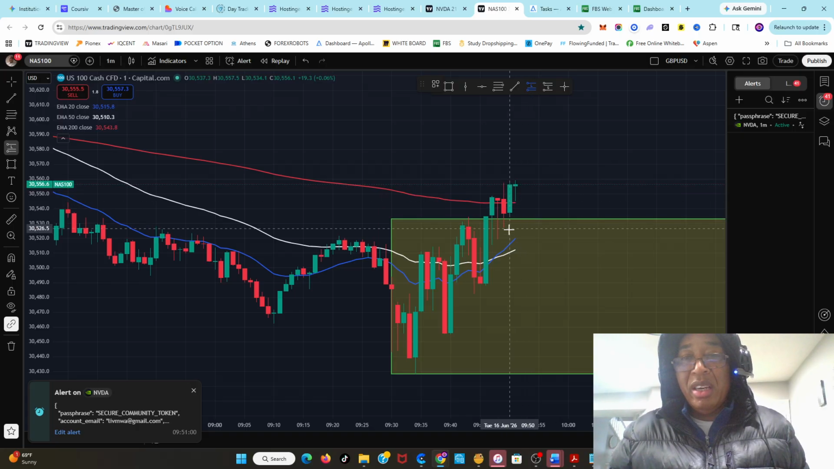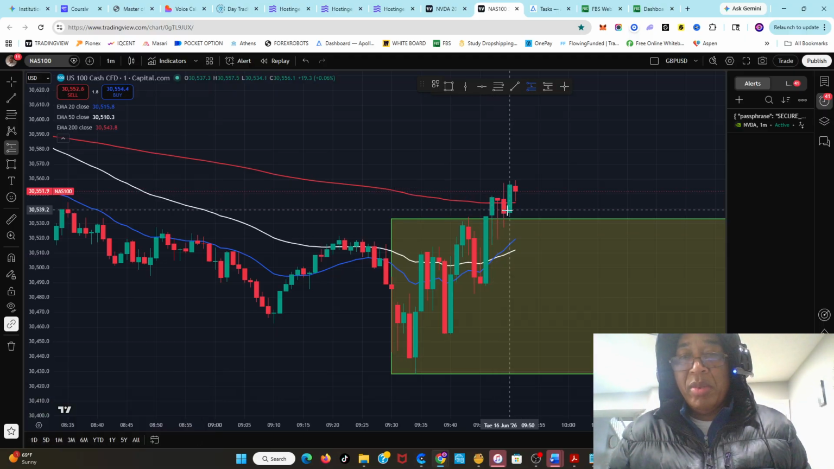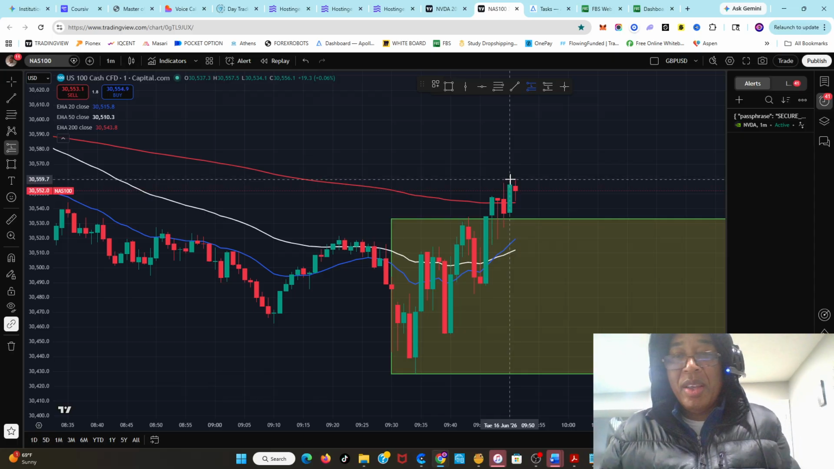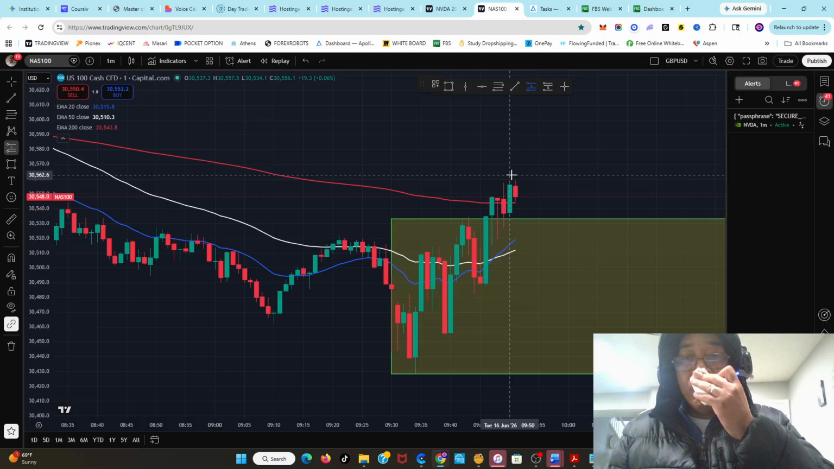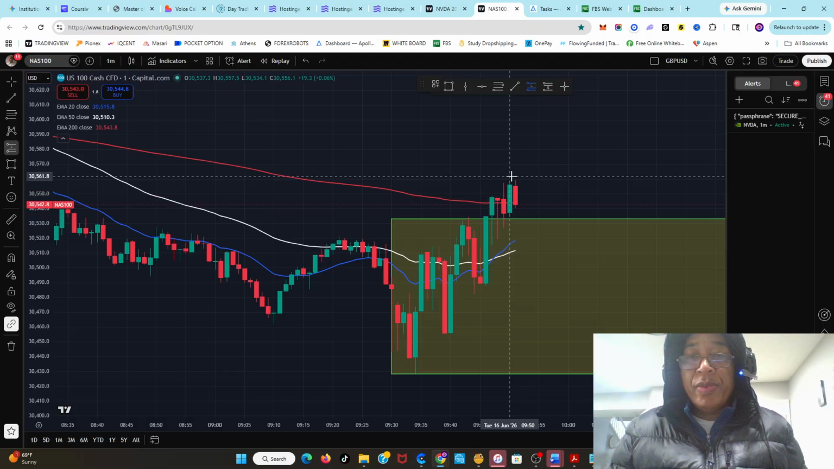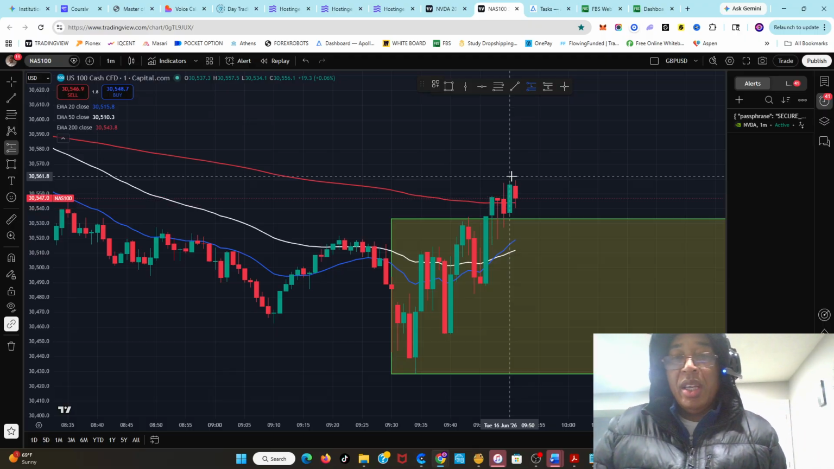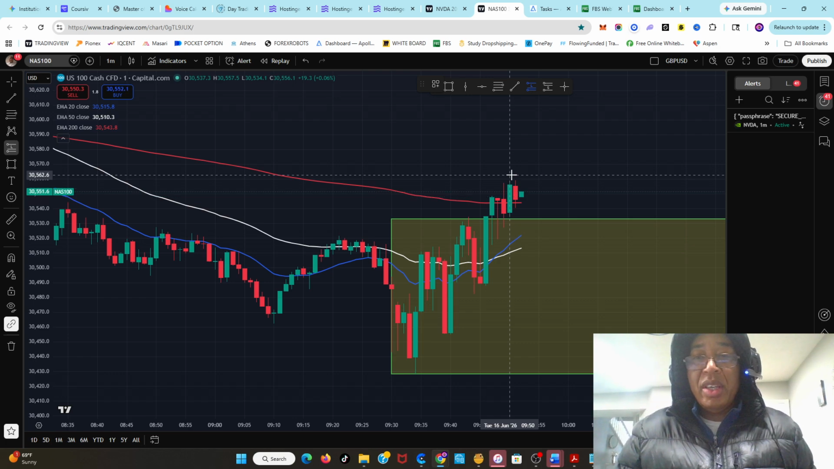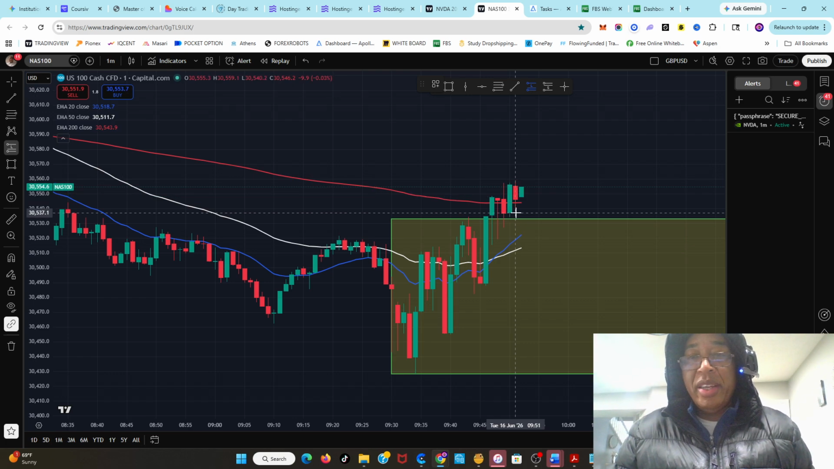So you can see here the retest has taken place, and now we are going up. It came out, came down, and this broke up. Okay, so now it's going up.